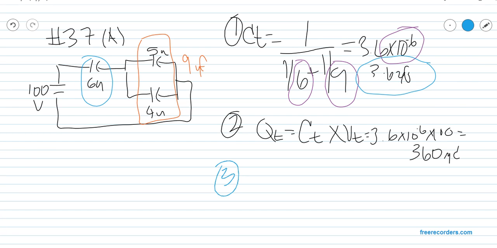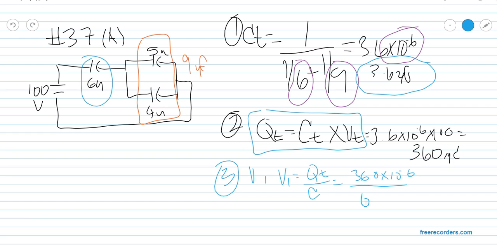So step 3, we'll start with V1. That's why I have the blue to match that 6 microfarad capacitor. We can take this same formula that we just used, rearrange it, and find that V1 is equal to your charge total divided by your capacitance. So we get 360 times 10 to the minus 6 divided by 6 times 10 to the minus 6. These two will cancel out, and we wind up with 60 volts.